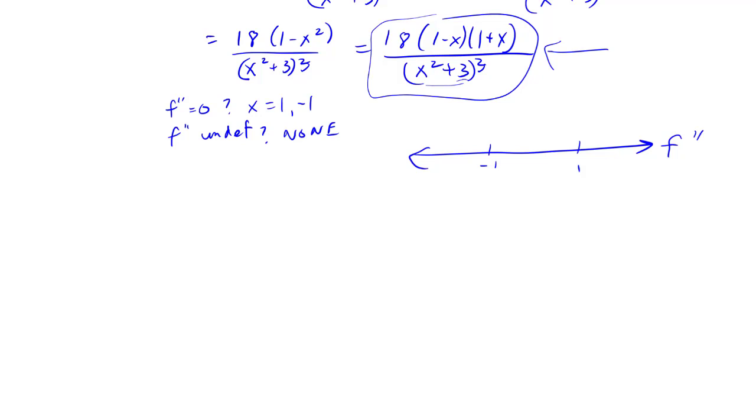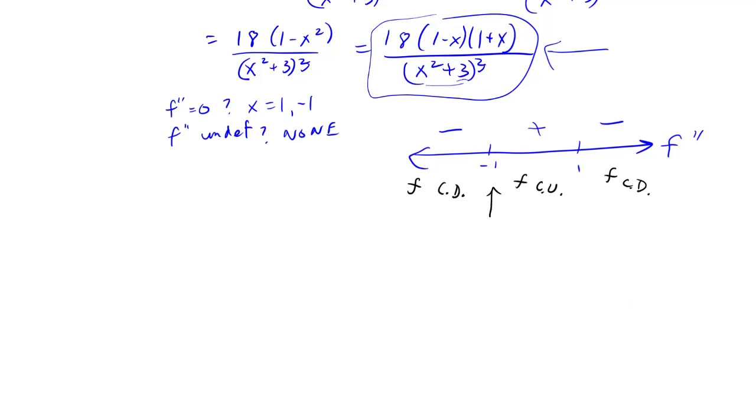So if I plug in -2, I would get a positive and a negative, so I'd get overall a negative. If I plug in 0, I get positive, positive, I get positive. And if I plug in 2, I get negative, positive, I get negative. So again, we're looking at the second derivative. A second derivative negative means f concave down, positive means f concave up, and negative means f concave down.